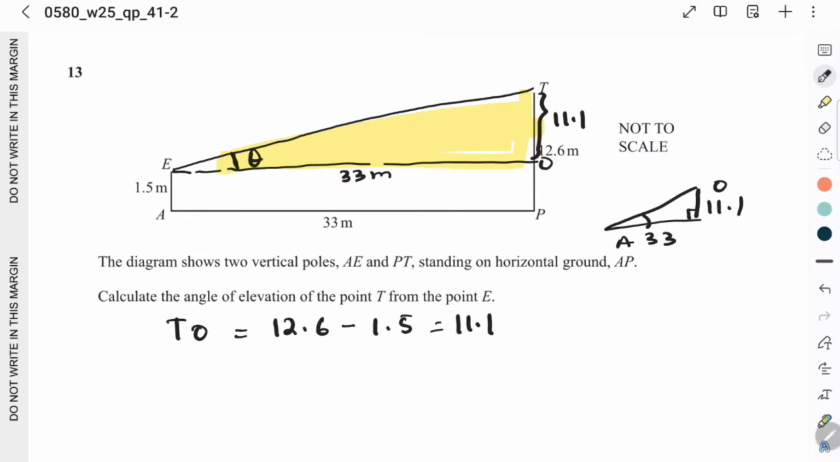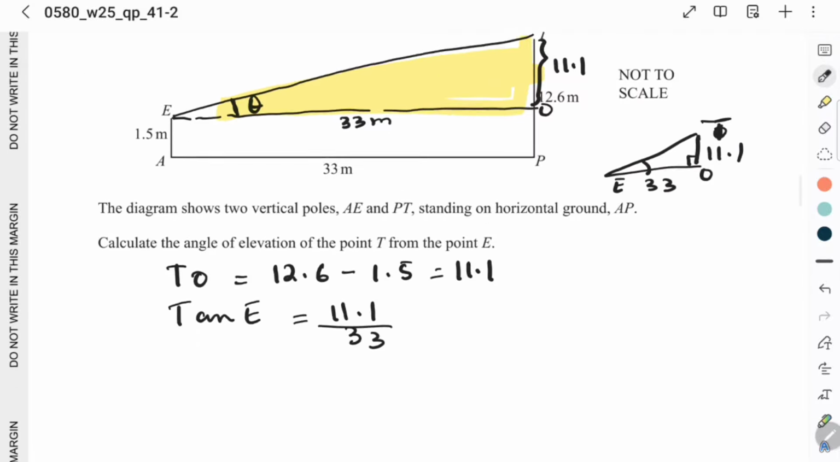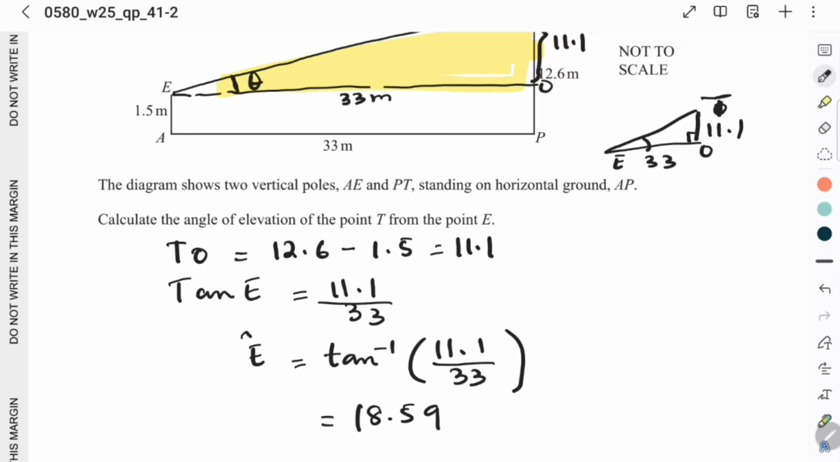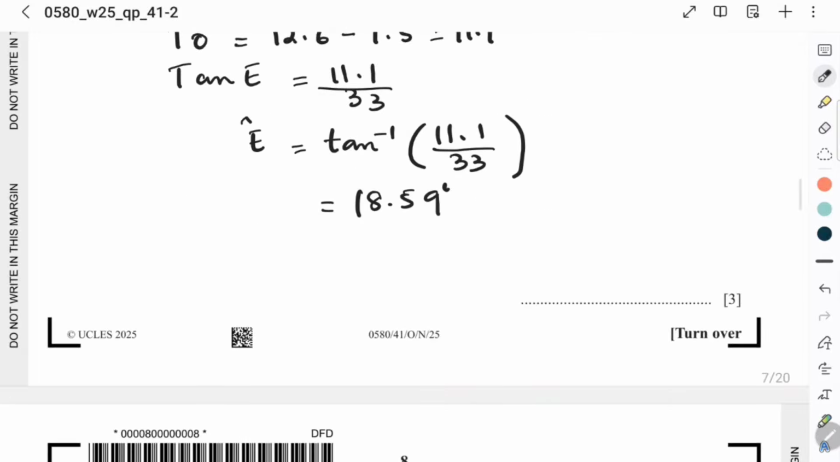Okay, so tan of angle E is equal to O over A, 11.1 upon 33. Take your calculator. Angle E, the angle of elevation, you have tan inverse 11.1 upon 33. You get 18.59, or you can write down 18.6. So that is 18.6 degrees. Both answers are acceptable.